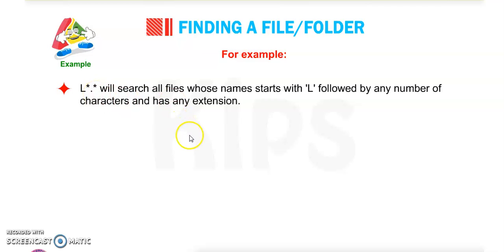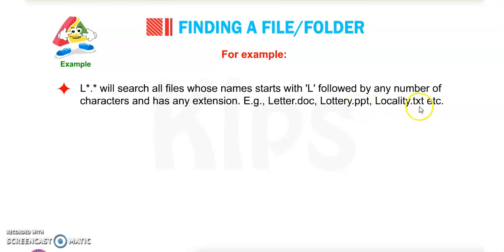If you remember that your file's name starts with L, and you don't know the other letters or which type of file it was, we can use star and write in the search box, L star dot star. It means all the files starting with the letter L will display. For example, letter.doc, lottery.ppt, and locality.txt, etc.